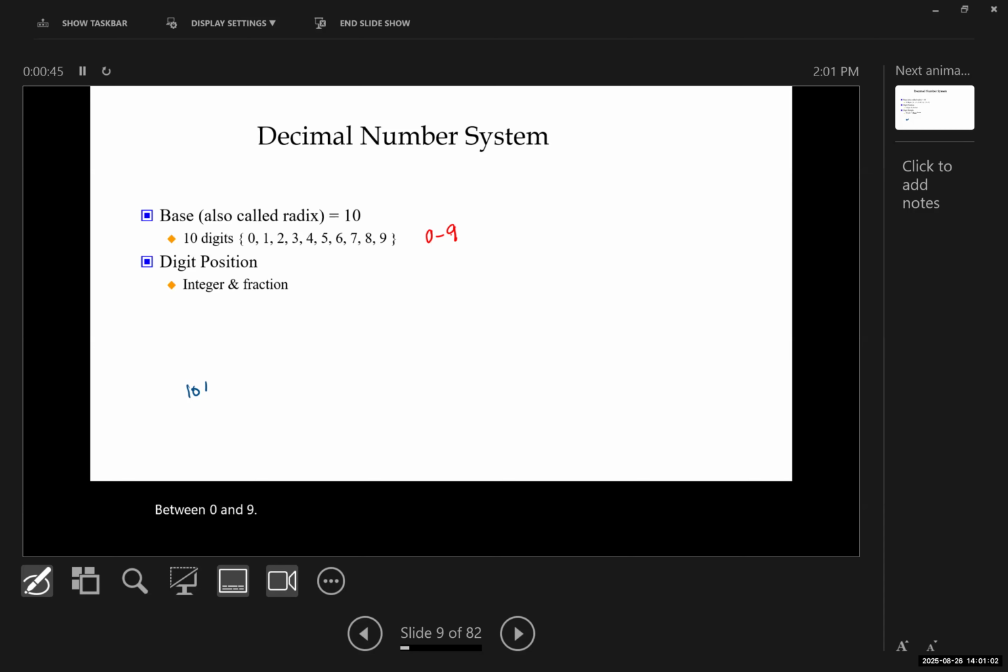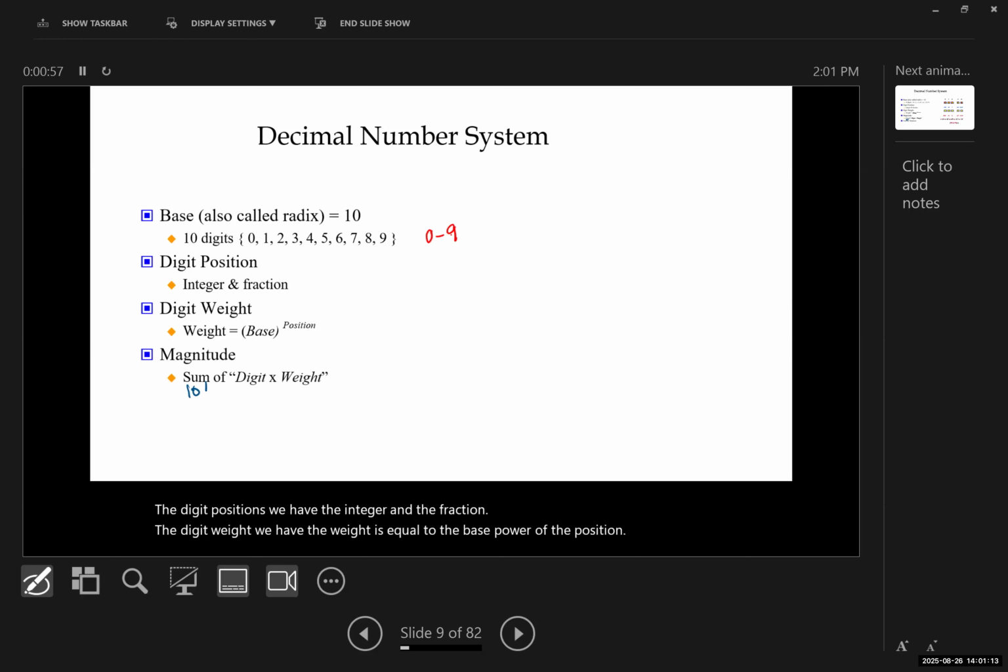The digit positions, we have the integer and the fraction. The digit weight, we have the weight is equal to the base to the power of the position. And the magnitude is the sum of the digit times the weight.